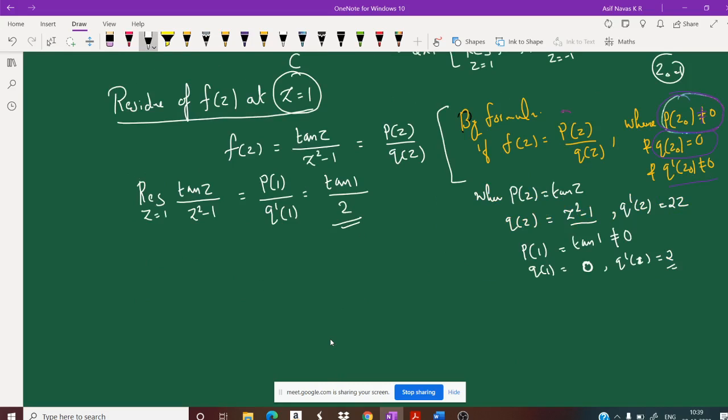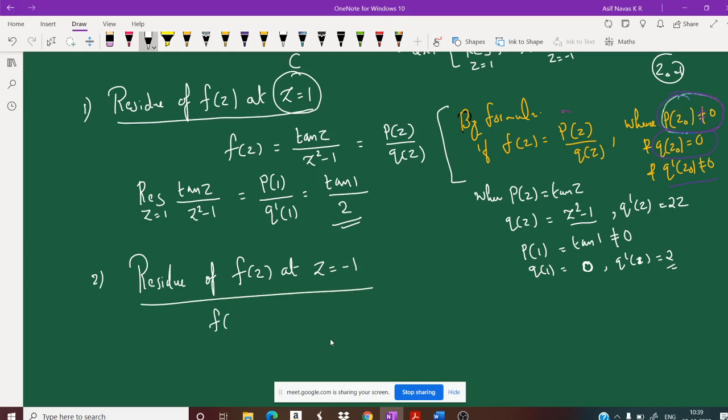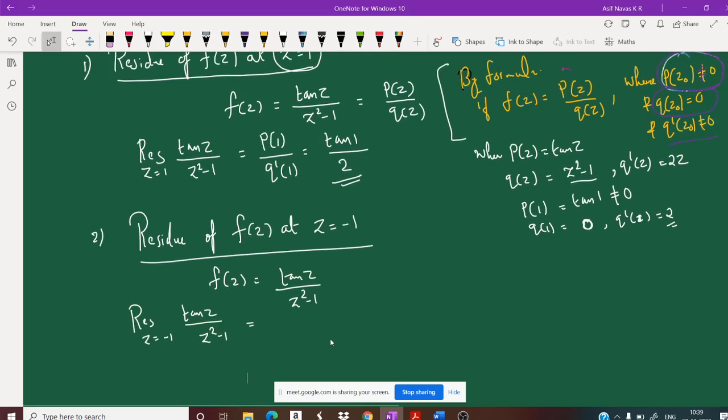Now you find out the second residue, the residue of f of z at z equal to minus 1. Our f of z is of the form tan z divided by z square minus 1. Now tell me, what is the residue at z equal to minus 1 of tan z divided by z square minus 1? Anybody?